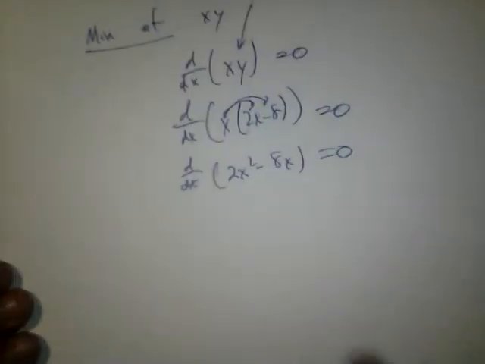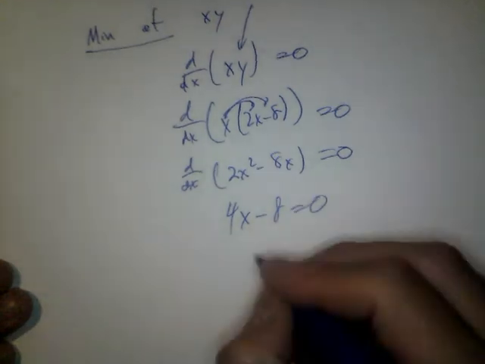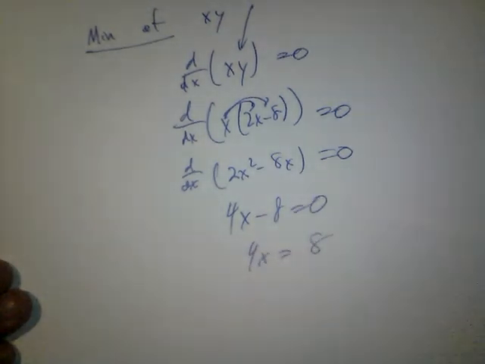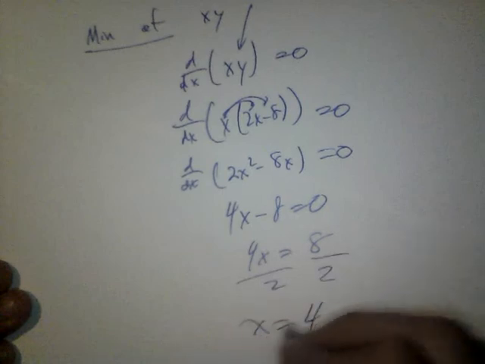Okay? And this gives me 4x minus 8 is 0. And now we're going to solve this. So 4x equals 8 if I add 8 to both sides. So x is clearly just 4.